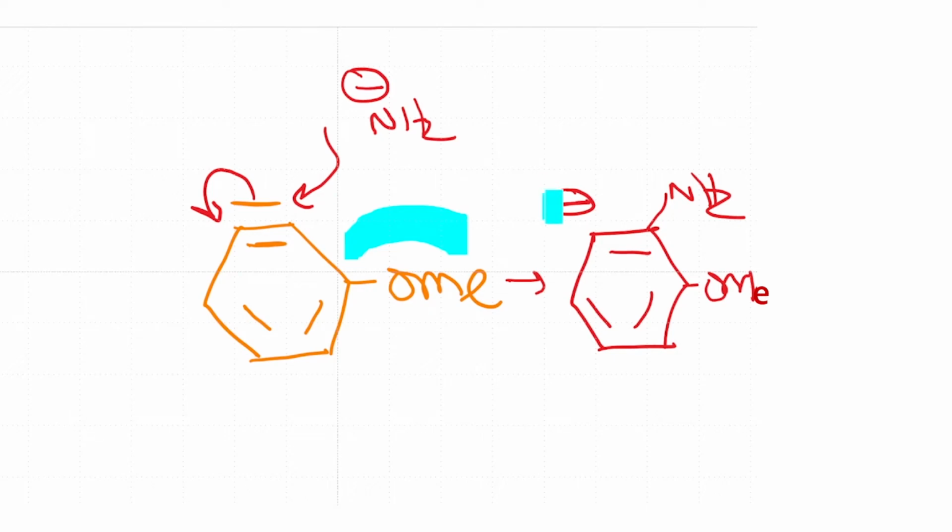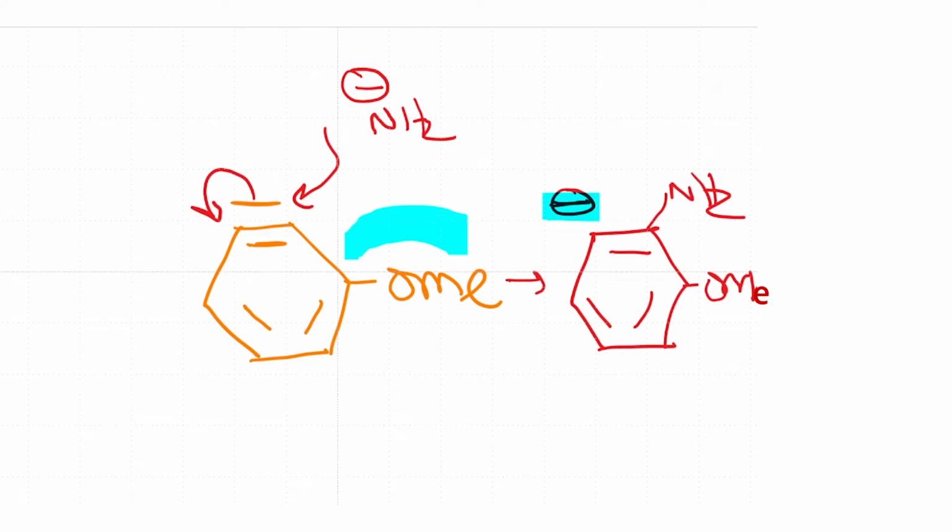The second issue is that the negative charge is quite far away from the methoxy group. That is, it is meta to the methoxy group, and therefore the methoxy group does not have an electron withdrawing inductive effect to stabilize the negative charge.